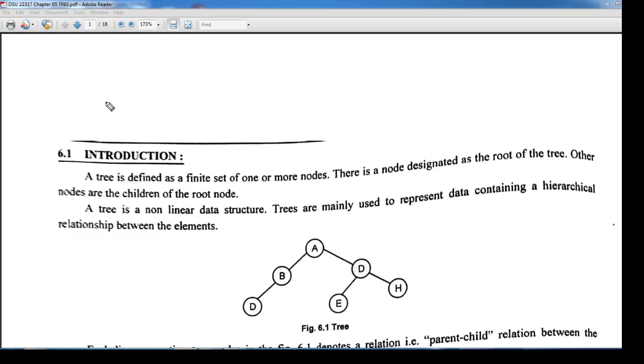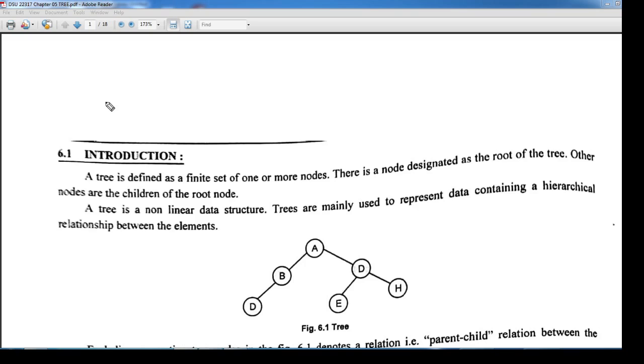Sometimes in real life there exists data which is not in a linear form. That data is called non-linear data. For example, if you want to display all the tourist places in India, then that kind of structure will be like a tree or a hierarchical data structure, which is not linear. Hence, it is called non-linear data.